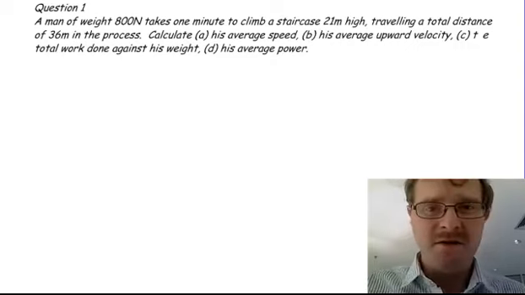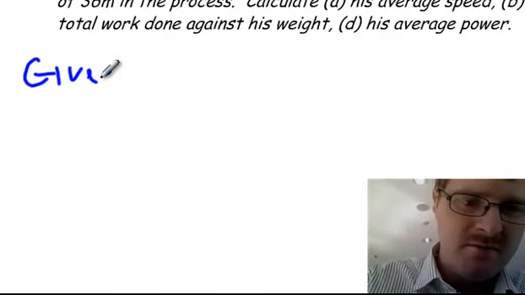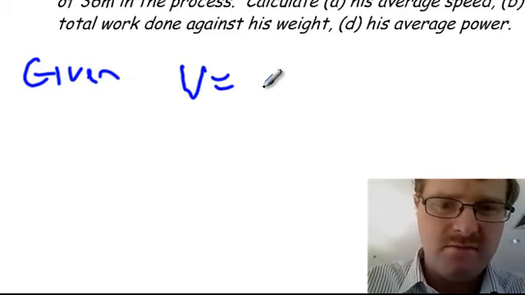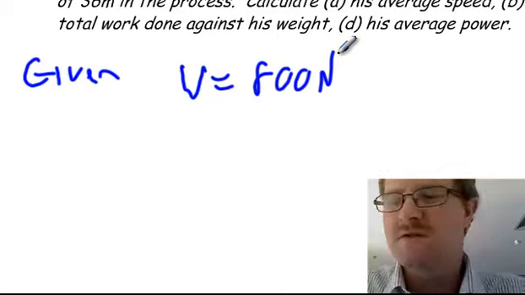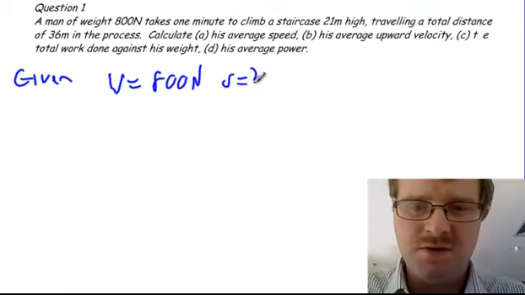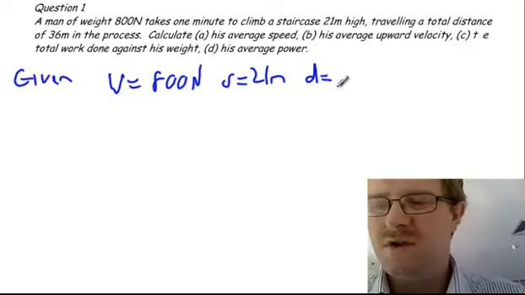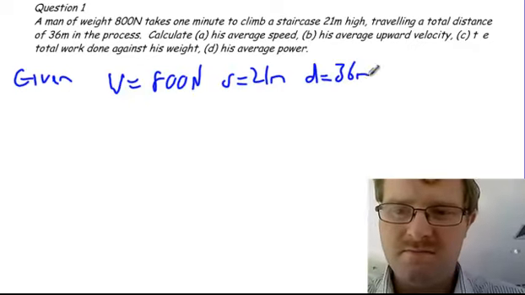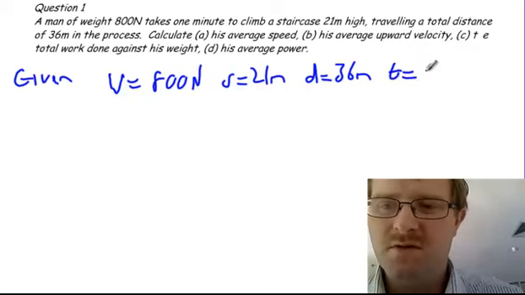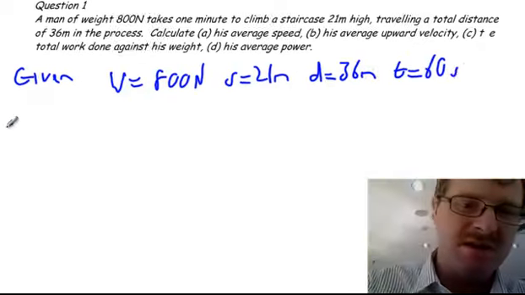First of all, what have we been given in the question? If I look a little bit more closely, we've been given the weight, which is equal to 800 newtons. We've been given his displacement, which is 21 meters. We've been given the distance travelled, which equals 36 meters. And we've also been given the total time it took, which was 1 minute, or 60 seconds.